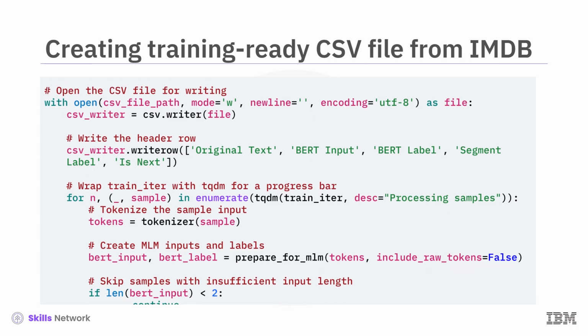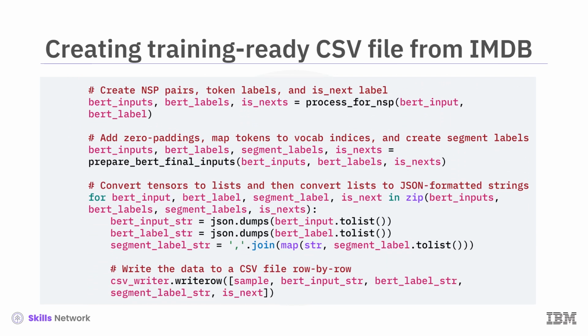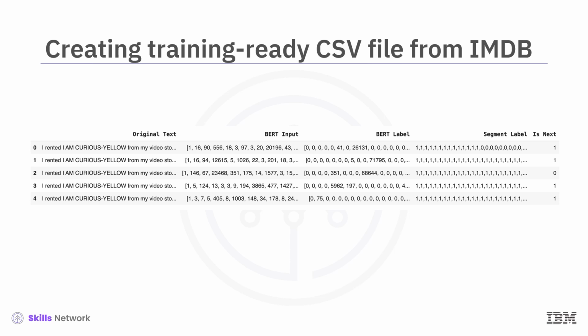This code writes the processed Internet Movie Database, or IMDb, data to a CSV file. The output will be as shown here.